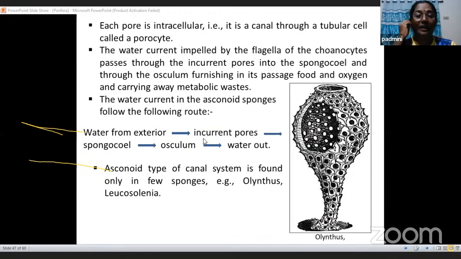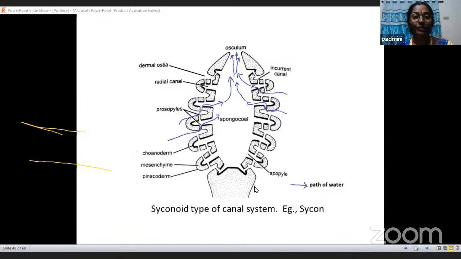If you remember this picture with the arrow shapes for the water current, you'll be able to write this answer very well. Water from the exterior goes into the incurrent pores. From the incurrent pores, it goes into the spongiocele, from the spongiocele to the osculum, and from the osculum it is out. That is the Ascon type of canal system. Example: Olynthus. Now coming to the next one, the Sycon type of canal system.